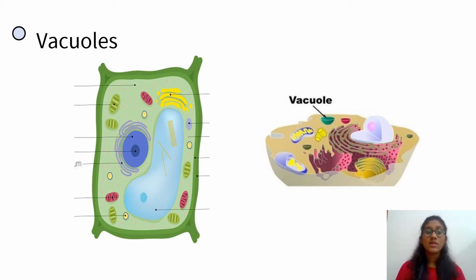Now, the next organelle we will be looking at is the vacuole. This slide has two different pictures. One is of a plant cell and the other is of the animal cell. This is the vacuole of a plant cell and this is another vacuole of the animal cell. Now what I want you to do is to look at these two different vacuoles in the two different cells. What is the difference you notice?